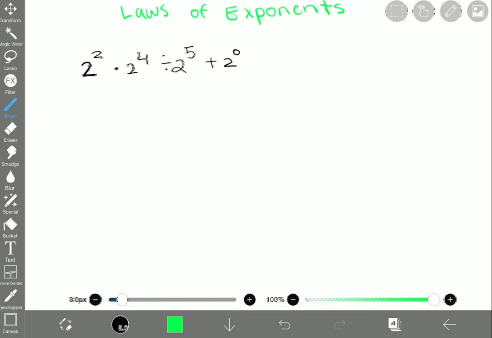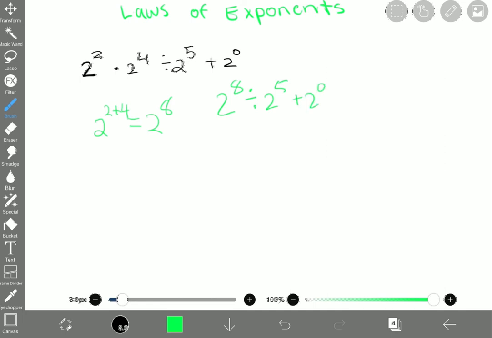First we see 2 squared times 2 to the 4th. That's going to be our first law of exponents, the law of multiplication. Because the bases are the same, we can say 2 to the 2 plus 4, or 2 to the 8th. I'm going to put that back into our equation. Now our equation is 2 to the 8th divided by 2 to the 5th plus 2 to the 0.